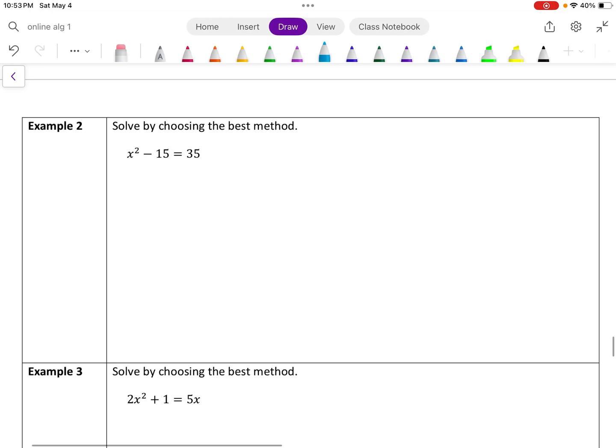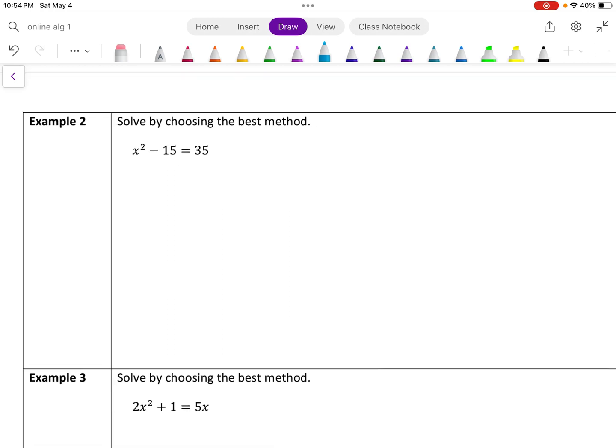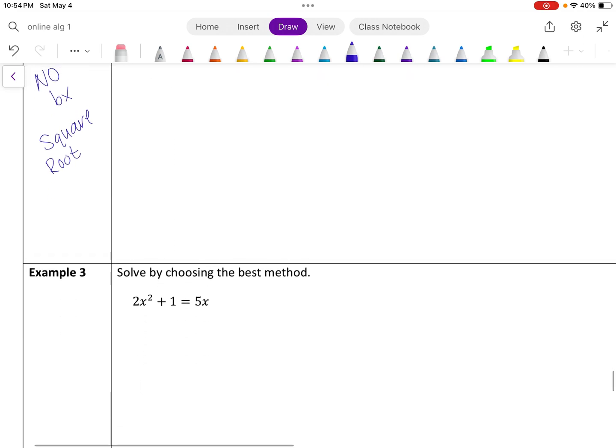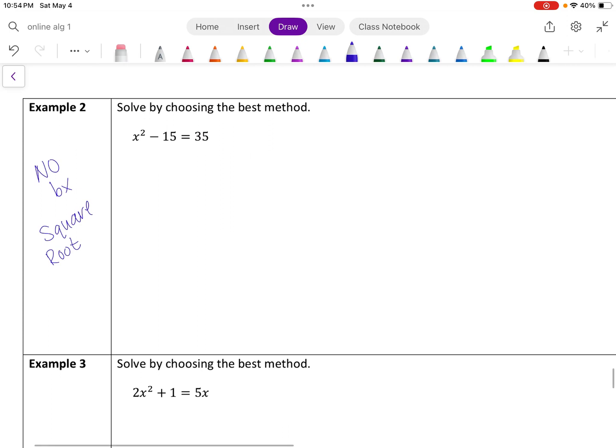Let's do a couple more. Example 2, solve choosing the best method. Well, I notice immediately x squared minus 15 equals 35. There's no bx term. So since there's no bx term, the square root method would be the best method here. I'm going to have you pause the video and try that one on your own.